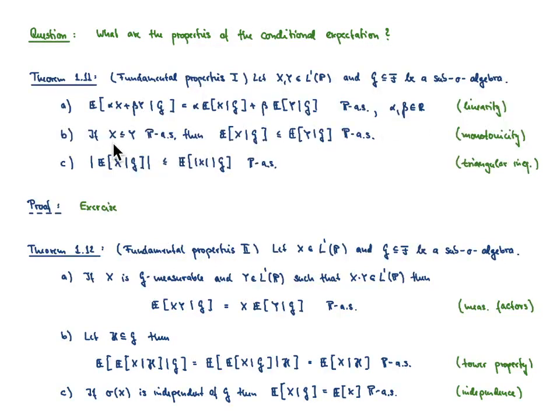Moreover, if it holds true that X is less than or equal to Y P-almost surely, then the same holds true for its conditional expectation, meaning the conditional expectation of X given G is less than or equal to the conditional expectation of Y given G, P-almost surely. So this means that the conditional expectation is monotone. And finally, the triangle inequality holds true, meaning if you compute the absolute value of the conditional expectation of F given G, then this is less than or equal to the conditional expectation of the modulus of F given G, P-almost surely. And I leave the proof of that theorem to you as an exercise.